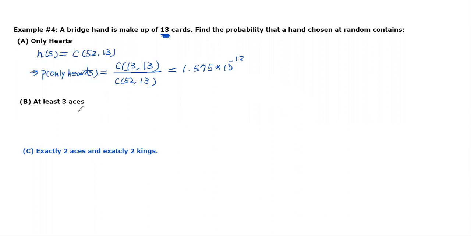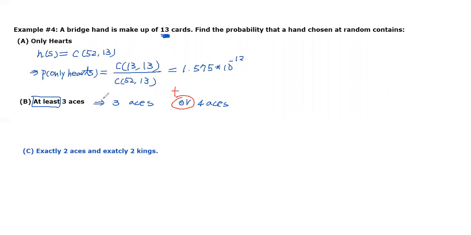Now the next one. I'm going to find the probability of at least 3 aces. At least 3 means I need to get 3 aces, or I can get 4 aces, right? That means at least 3. Now immediately I see the keyword "or", so I need to add.